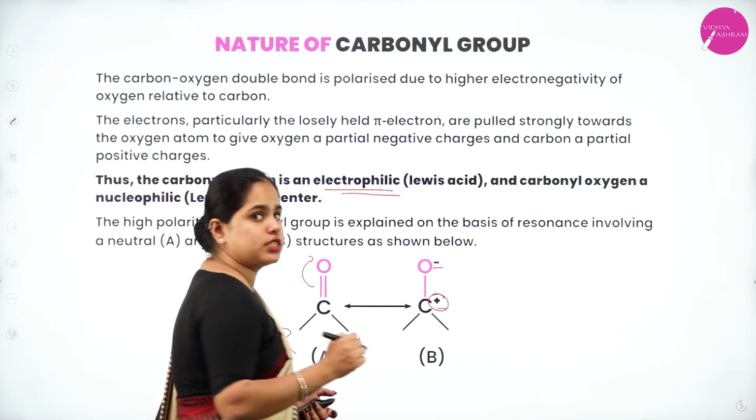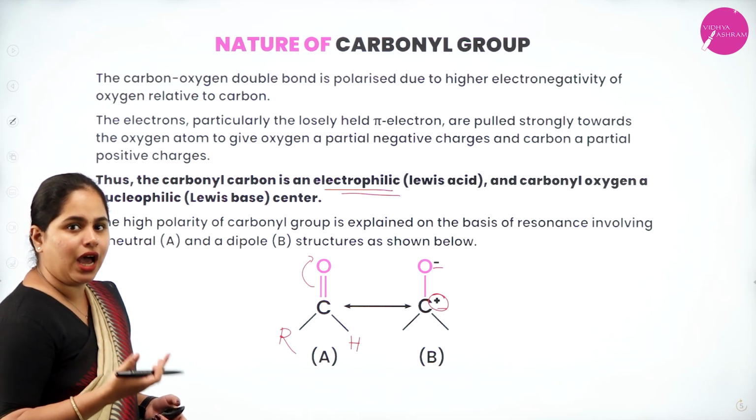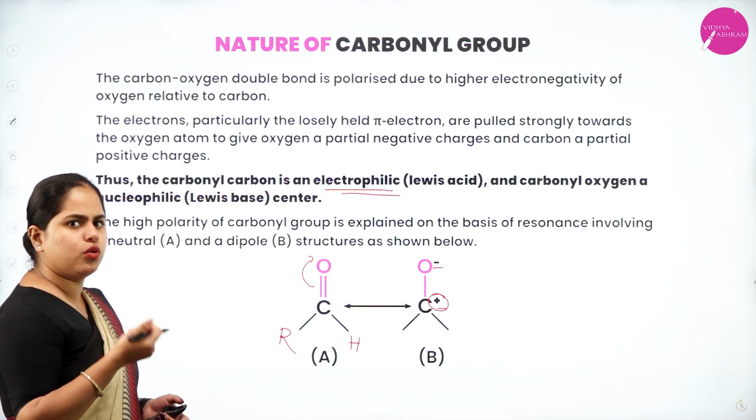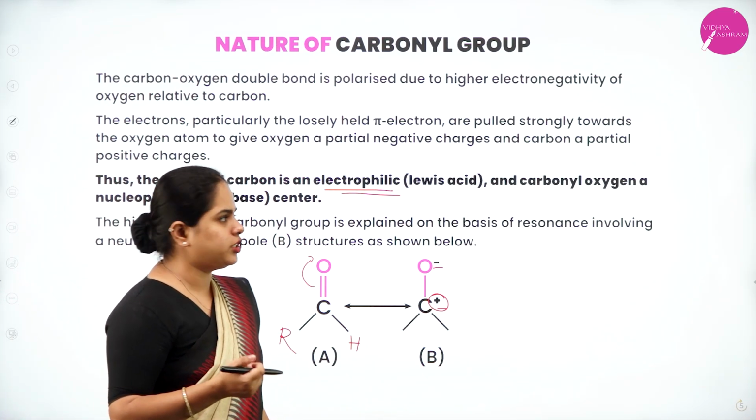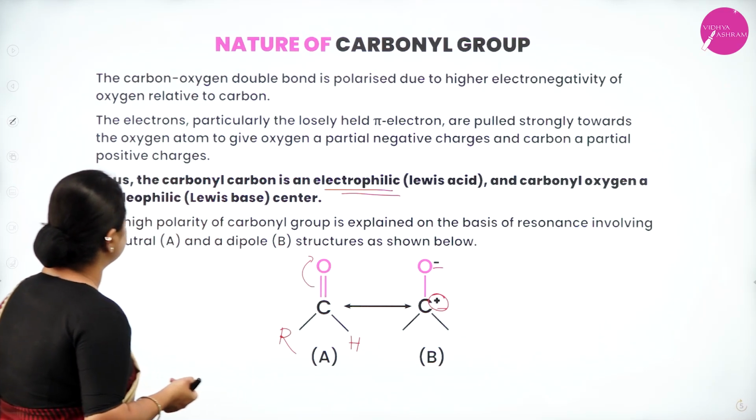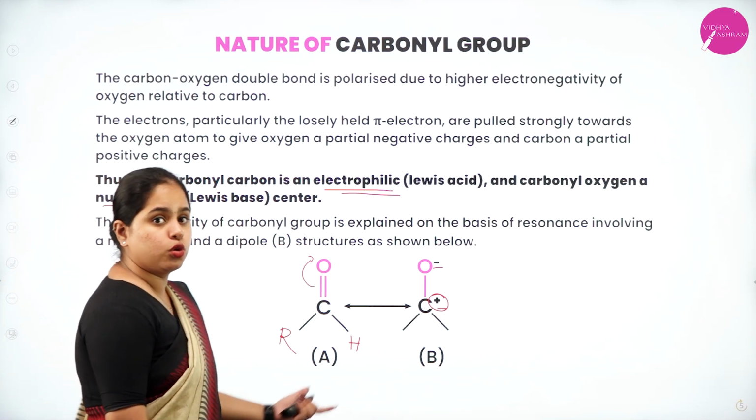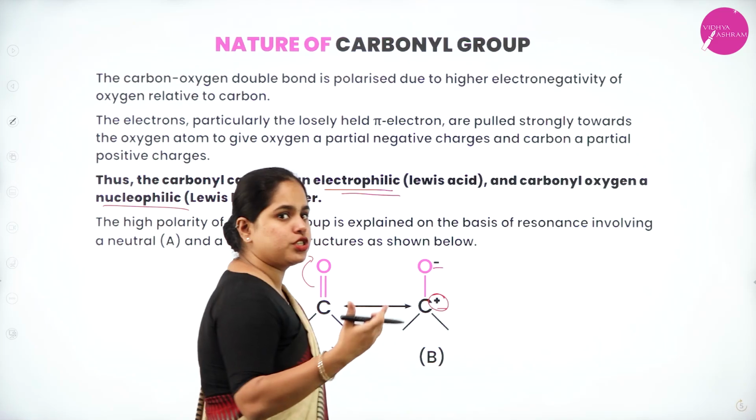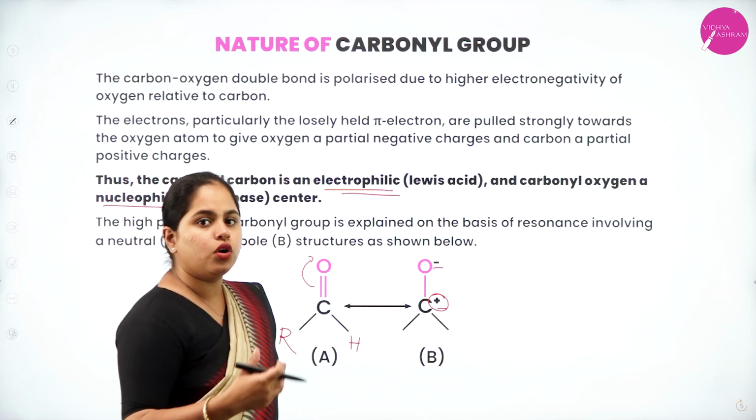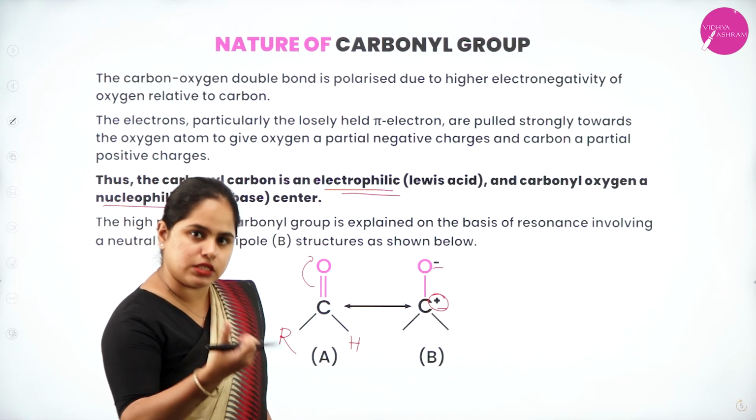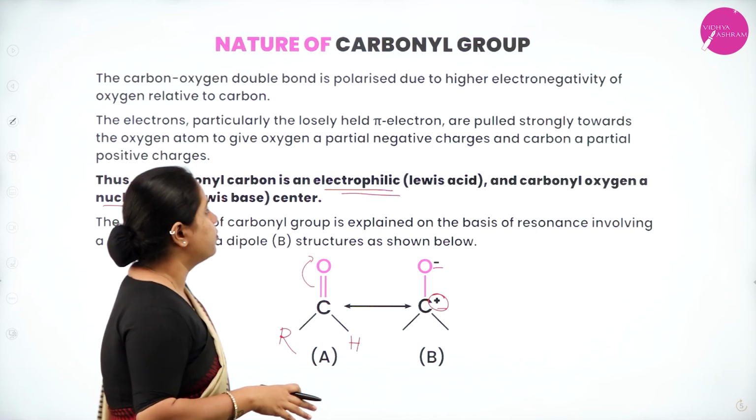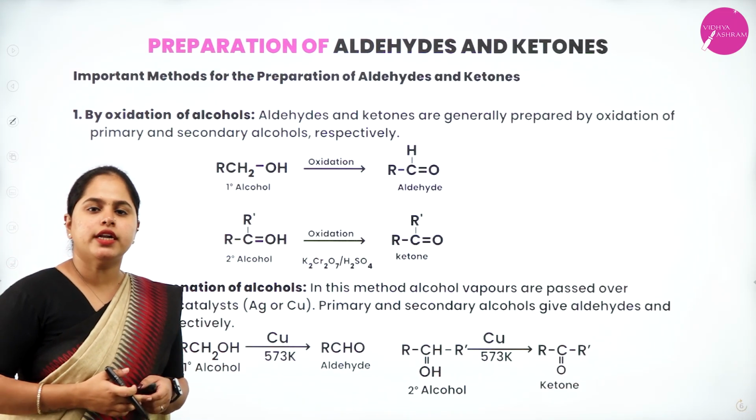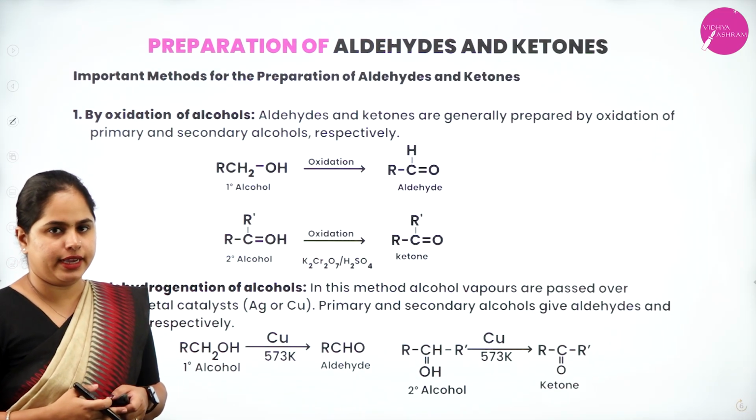Why? Because it is positively charged. So, it acts as a Lewis acid. It is ready to accept electrons because it is positively charged, right? And carbonyl oxygen will act as a nucleophile, that is, a Lewis base. It is negatively charged, so it is ready to accept positive charges. So, it is going to be a Lewis base, that is, it is ready to accept H+. Clear? Now, we are moving on to the different methods of preparation of aldehydes and ketones.